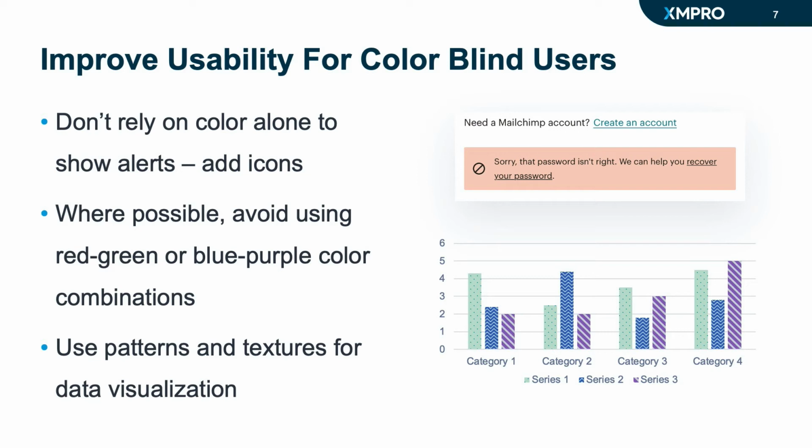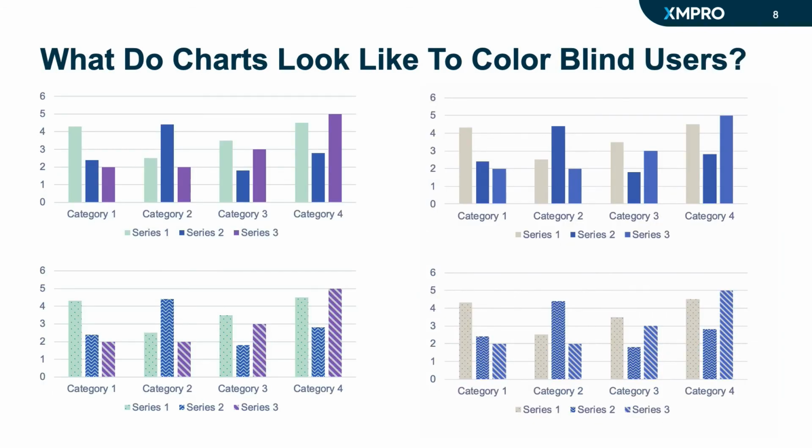Another way that you can help these users with data visualizations is to use patterns and textures in your charts versus just solid colors. This will help them differentiate the various series in your data. Now let's take a look at what charts look like to colorblind users. There are many types of colorblindness, and this is just one example. But as you can see, the blue and purple become pretty much the same color in the colorblind version on the right. This was actually done using a colorblindness simulator that I've shared in the resources below, and I'll take you through it in a second.